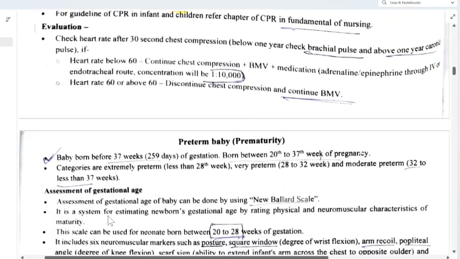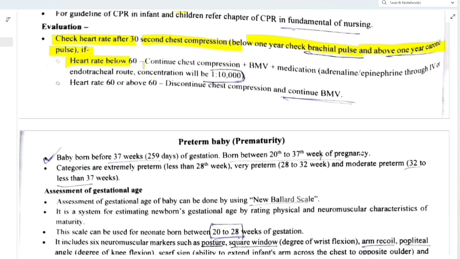Now coming to the evaluation part. Check heart rate after 30 seconds of chest compression. Below 1 year, check the brachial pulse, and above 1 year we can use the same as adult, that is the carotid pulse. Okay, then if heart rate is below 60, we will continue chest compression plus bag and mask ventilation and medication, that is adrenaline or epinephrine through IV or endotracheal route. Okay, then the concentration will be 1:10,000.